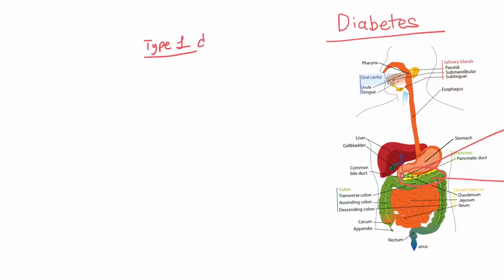Sorry, my writing is awful. What happens in diabetes type 1 is that the pancreas does not make enough insulin. Or sometimes it doesn't make it at all, so none is produced. That's the first point that you should know as a PA.